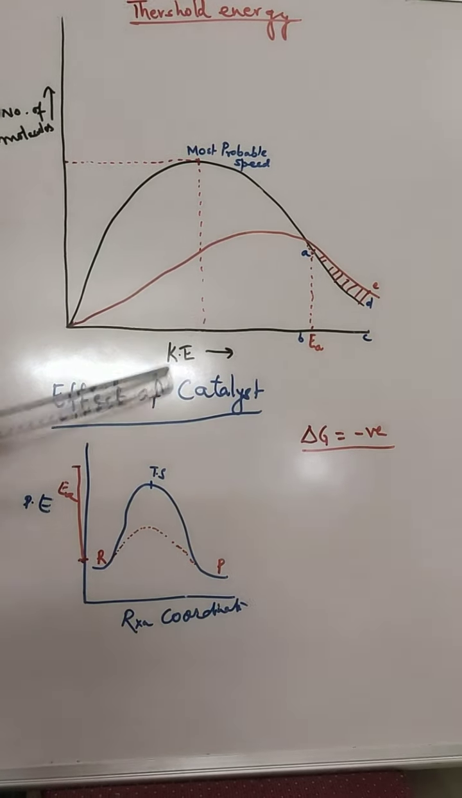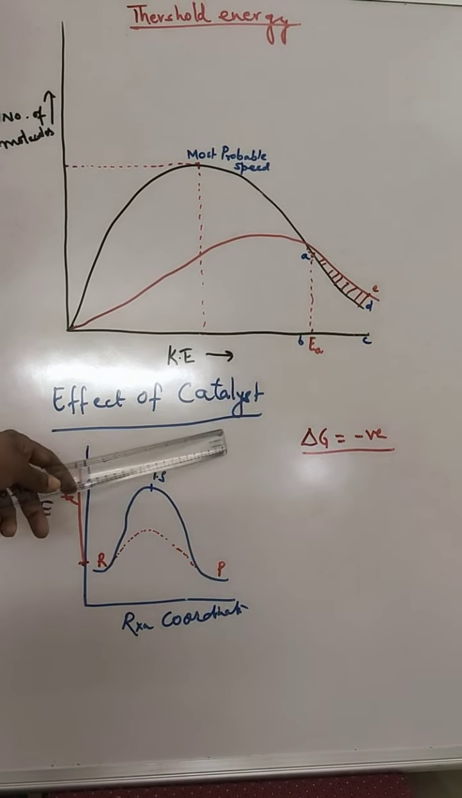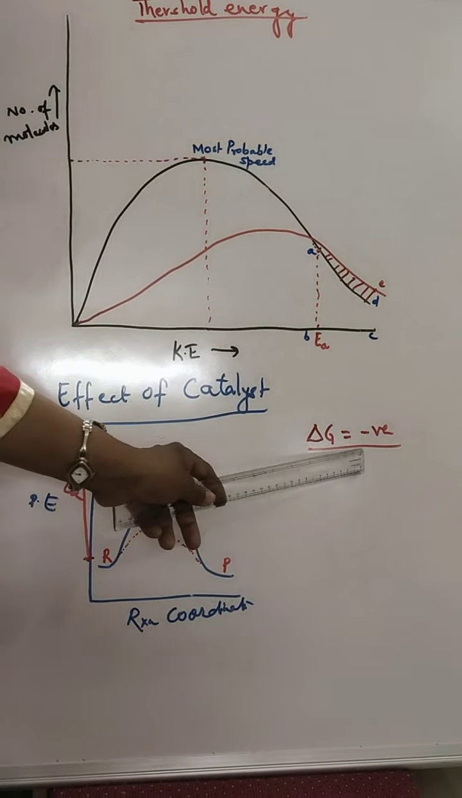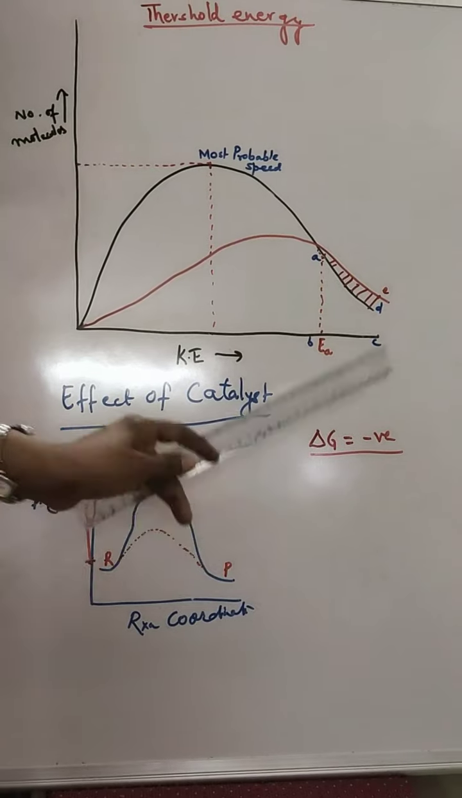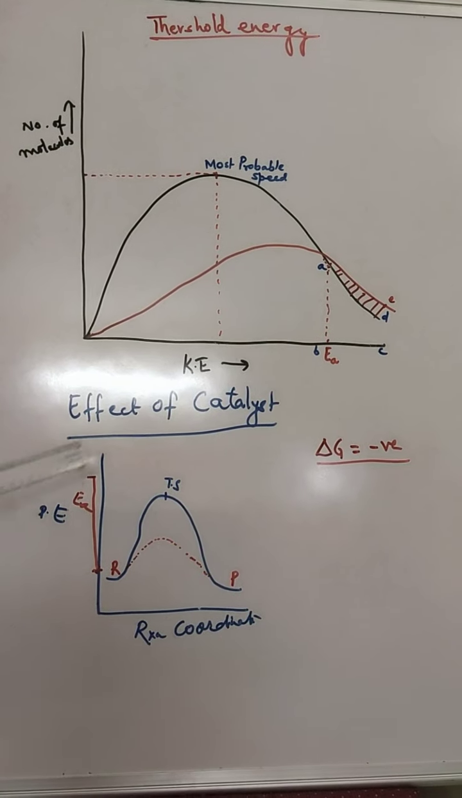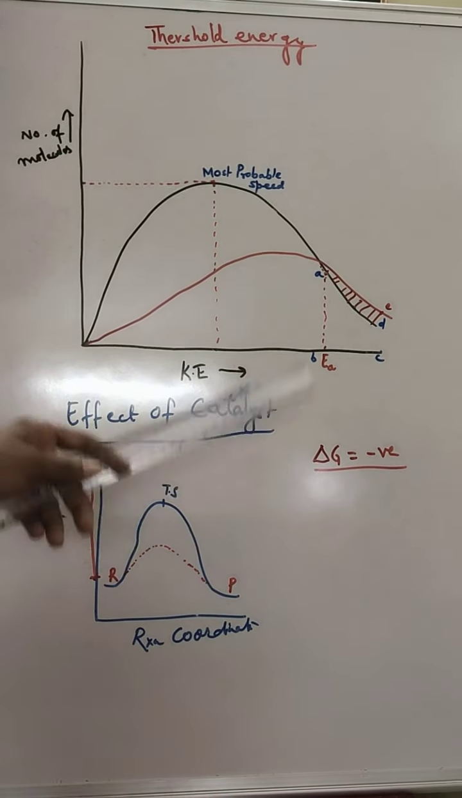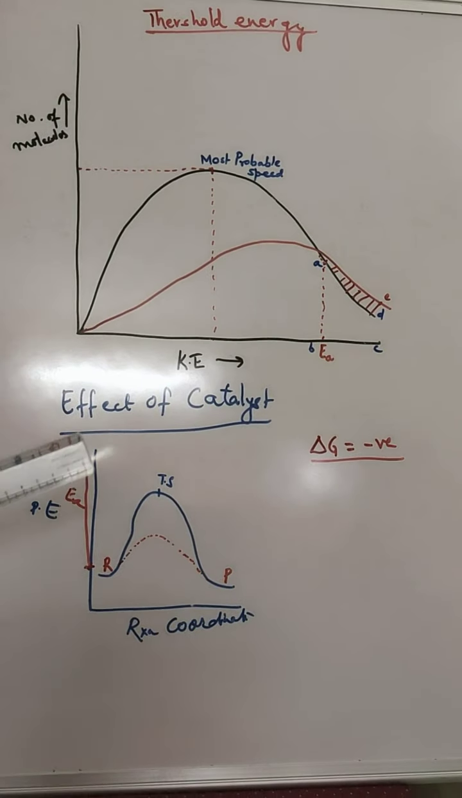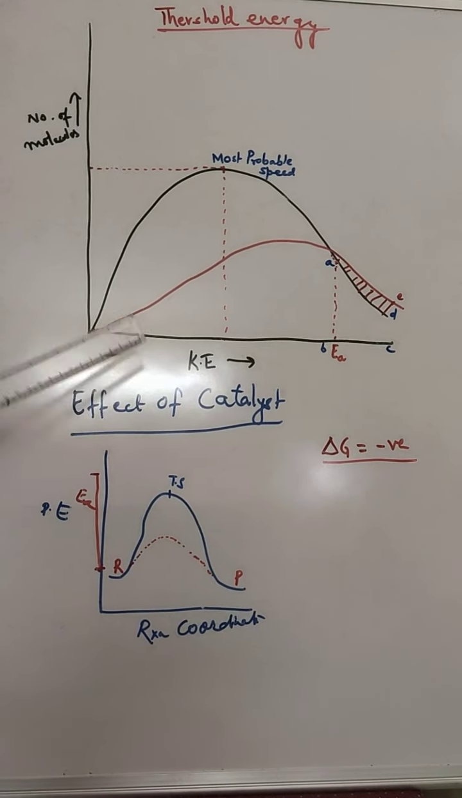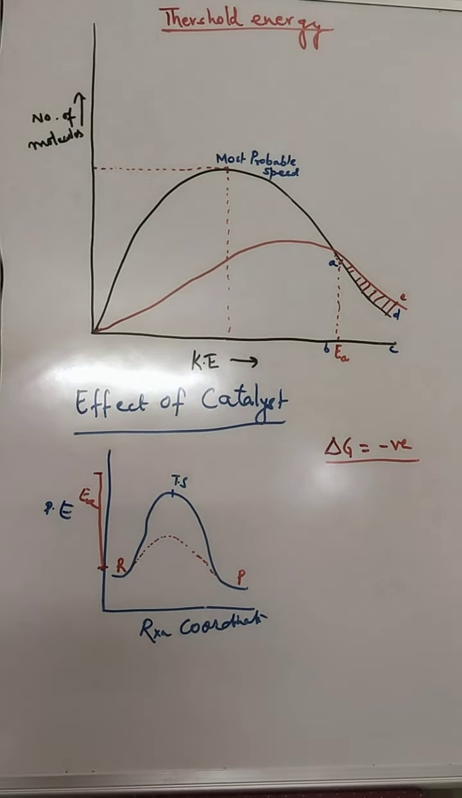That means catalysts are not going to affect the value of delta G. Once again I will repeat that the catalyst will not be affecting the value of delta G. That means the catalyst does not interfere with delta G at all. It only works on those reactions for which delta G value is already negative. Okay, understood? And these reactions only are thermodynamically feasible.